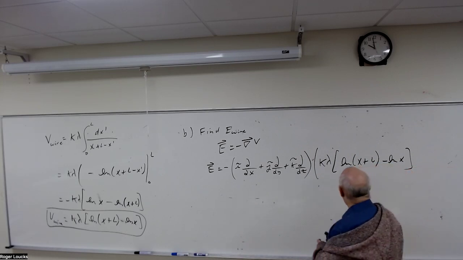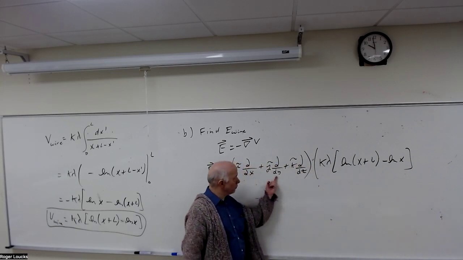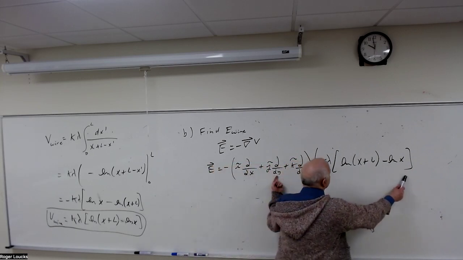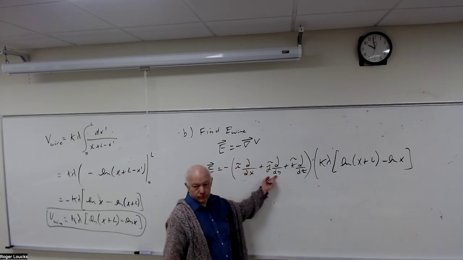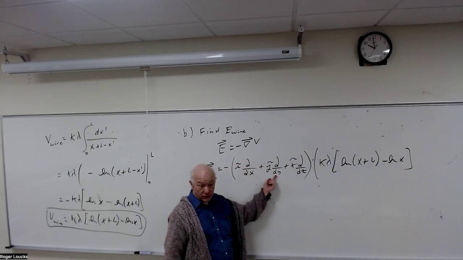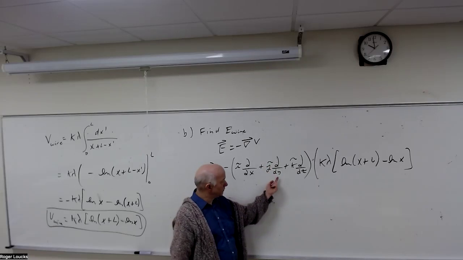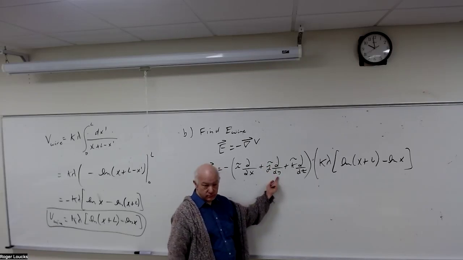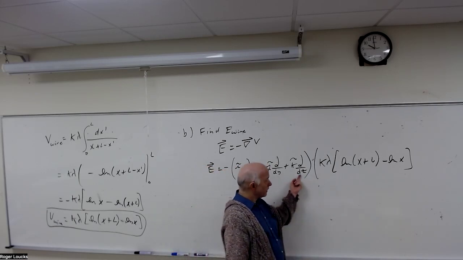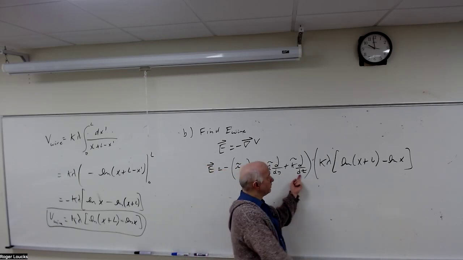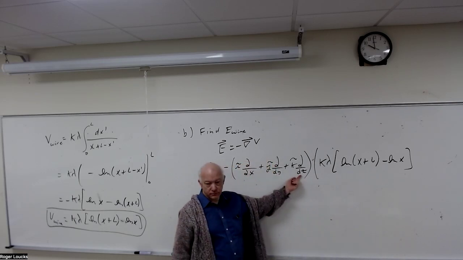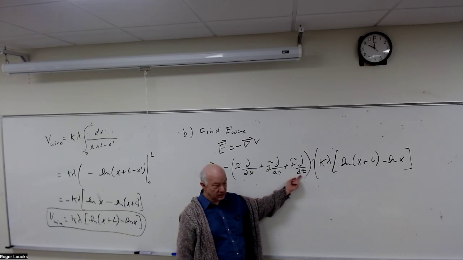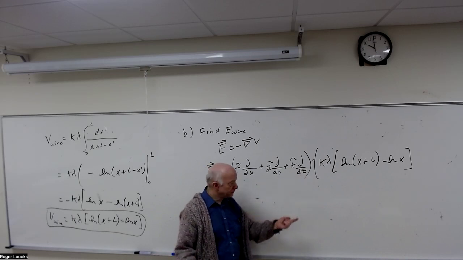Let's look at the second term here. What is the y dependence in here? There is none. So if I take the partial with respect to y, what does that give me, if there's no y dependence? So it gives 0. Now let's do the derivative with respect to z. What is the z dependence? 0. So the partial with respect to z, something that doesn't contain z, is 0.